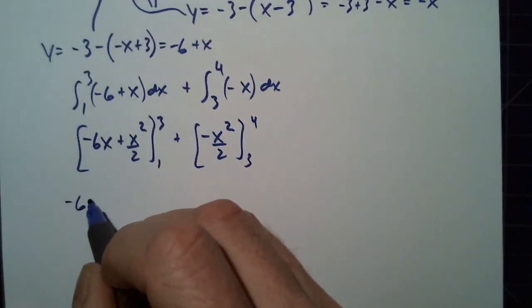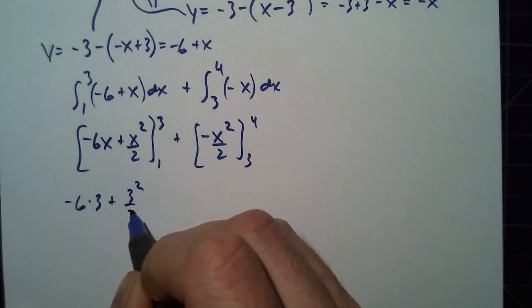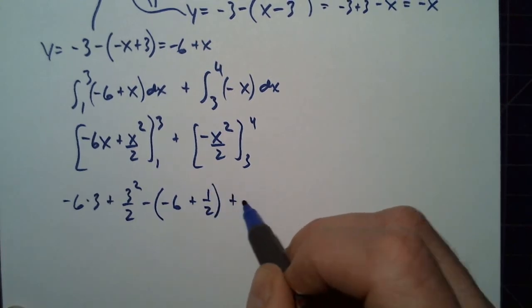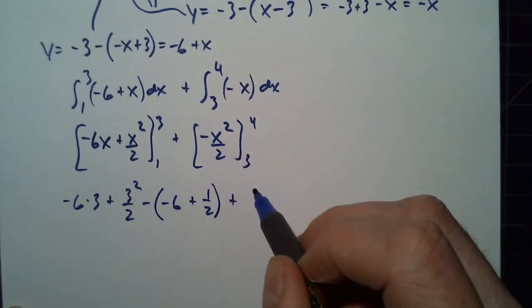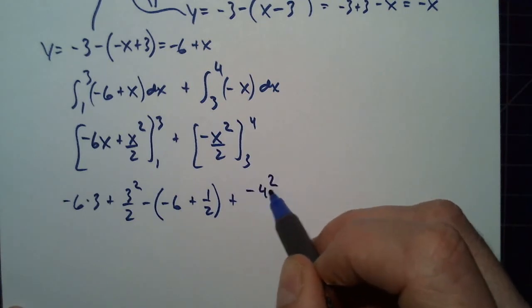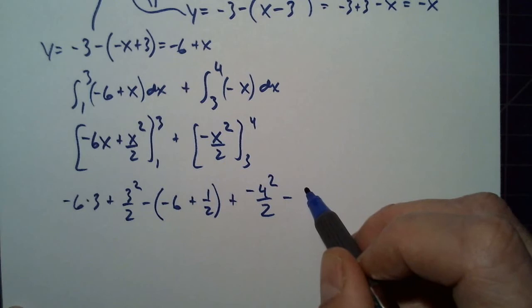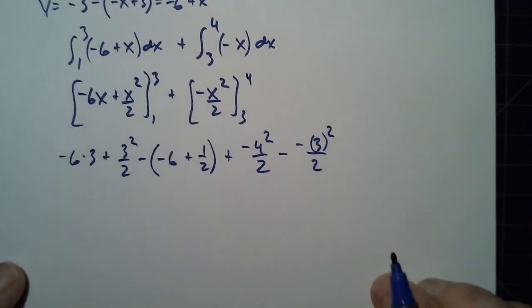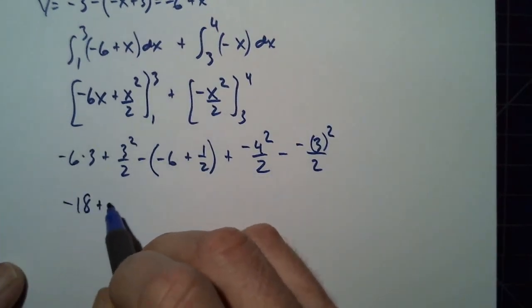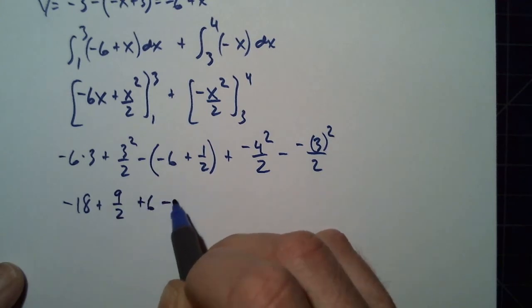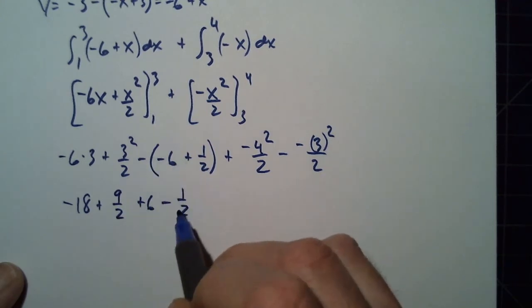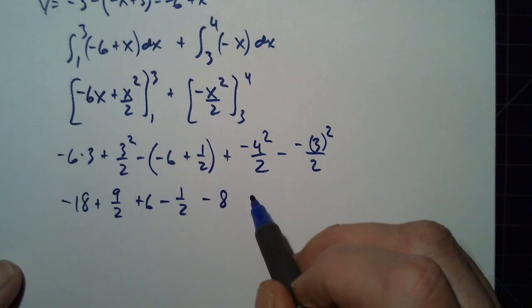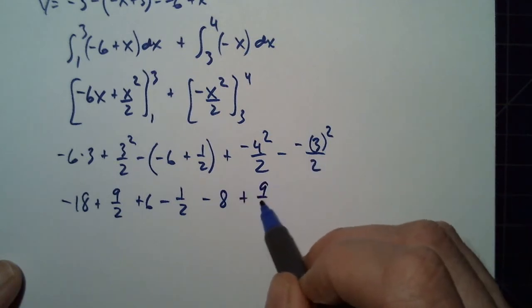Substitute the 3, subtract the 1, and then substitute the 4. Subtract the 3. We have negative 18 plus 9 over 2 plus 6 minus 1/2. Distribute the negative. Here we have 16 over 2 is 8. And then we're going to have a plus 9 over 2.